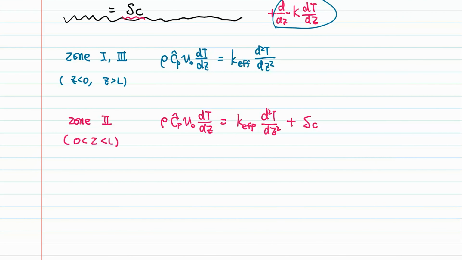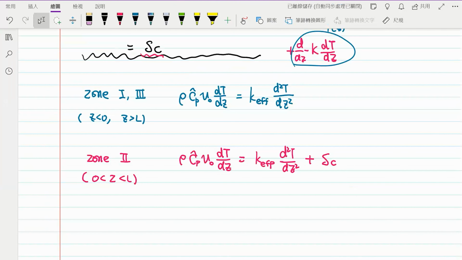Okay, so we have 2 governing equations, one for Zone 2 and one for Zones 1 and 3. And now let's look at the boundary conditions.